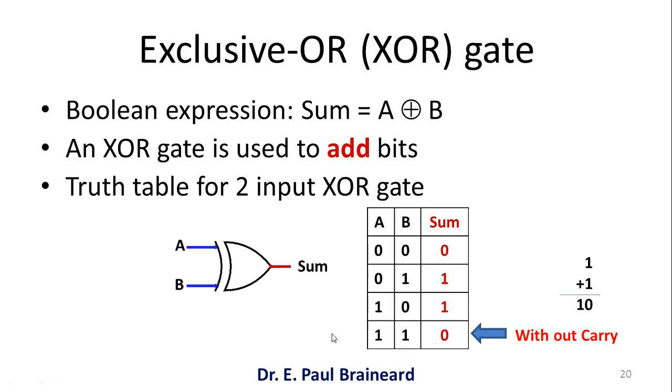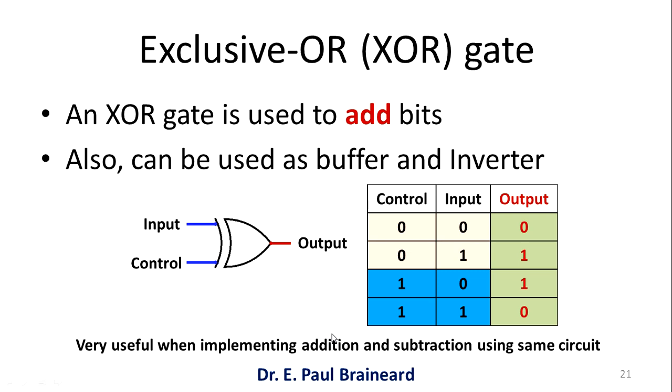Also, XOR gate can be used as a buffer and inverter. For example, if I make one of the inputs as control, when the control is logic low, whatever the input is, it is reflected at the output. So if the control is 0, the input is 0, output also is 0. When control is 0, at the input if you have 1, then output is 1.